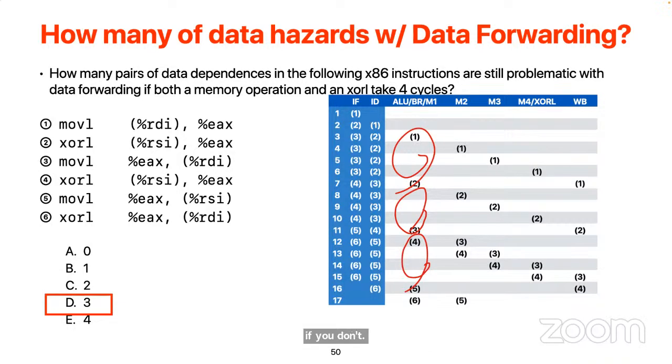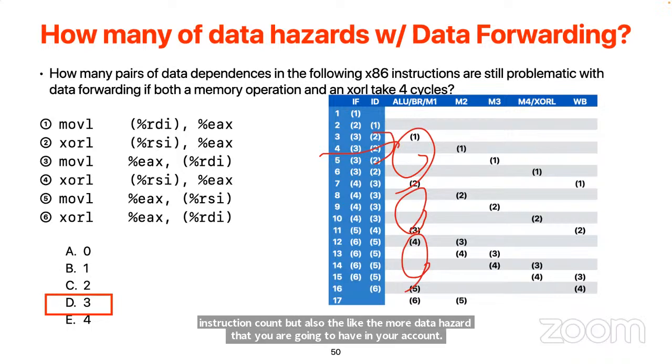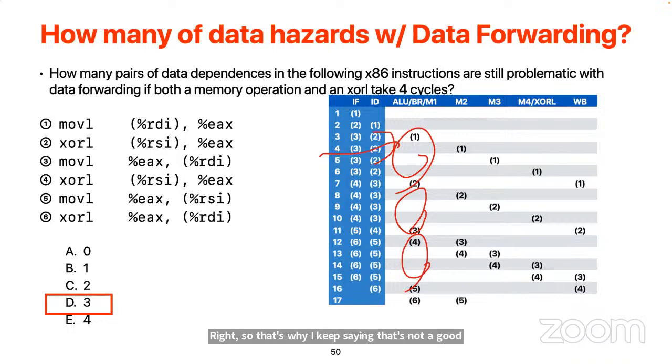If you use the exclusive OR way to write your swap, you are going to see not only an increase of instruction count, but also more data hazards in your code. So that's why I keep saying that's not a good way of writing swap, because of data dependencies, because of data hazards.